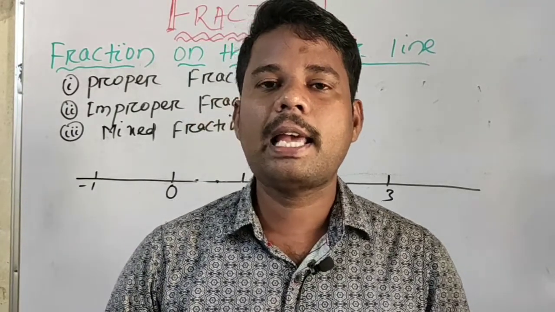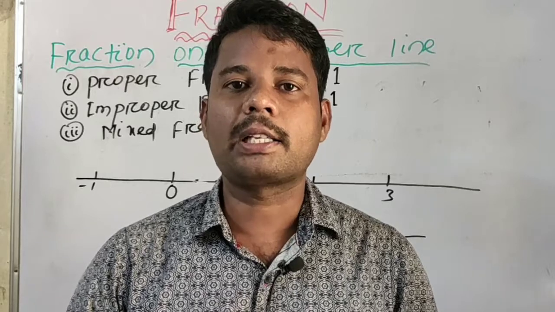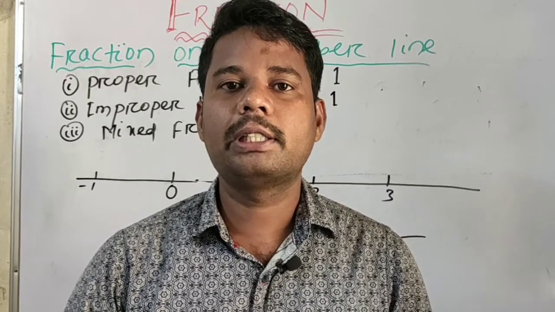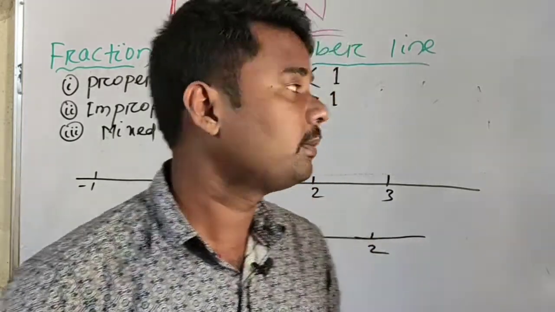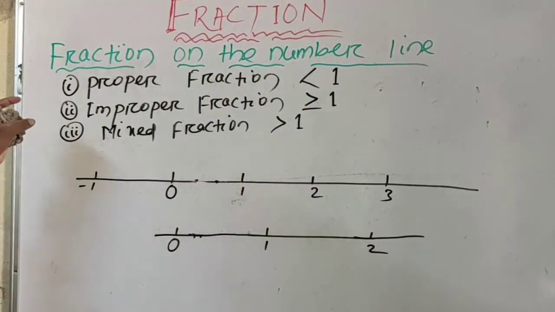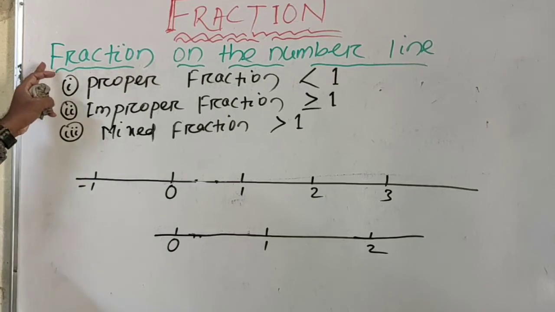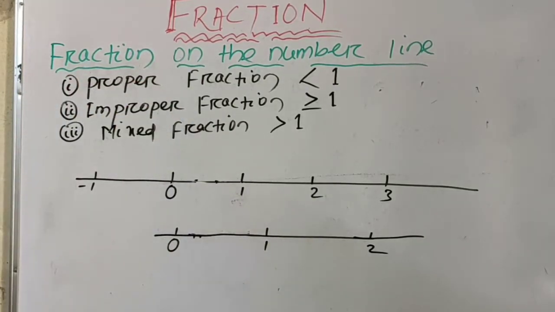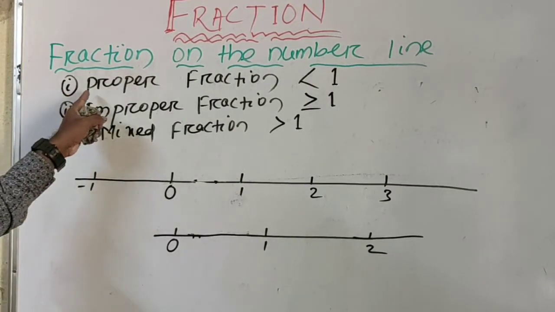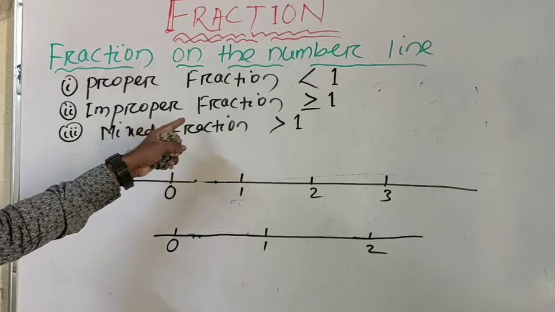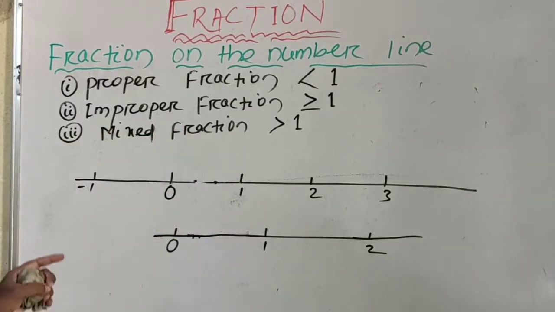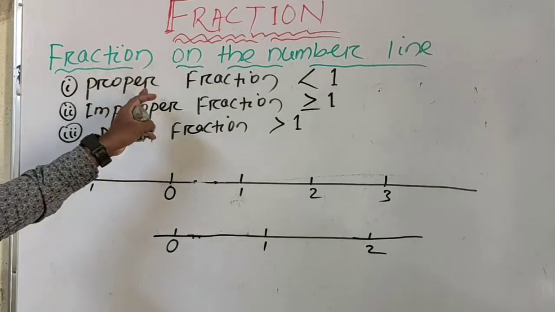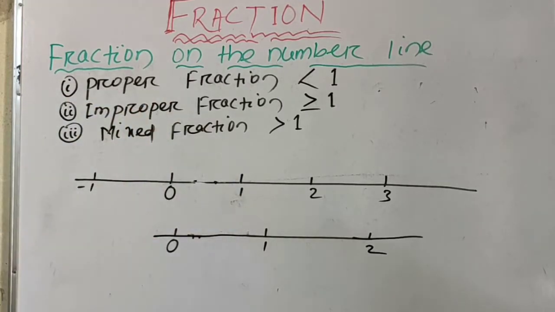In my previous class I had discussed some about fraction and today I will discuss the rest about fraction. So let's start the class. First we will know how to represent a fraction on the number line. We have known fractions are generally of three types, and what are they? First one proper fraction, second one improper fraction and third one mixed fraction. So first we will know how to represent proper fraction on the number line.